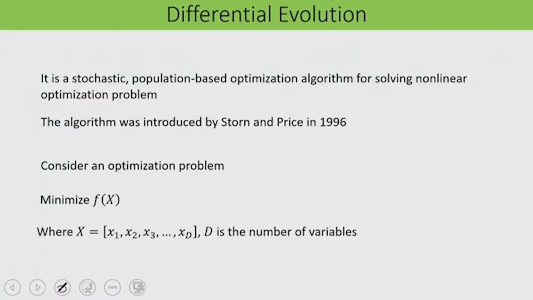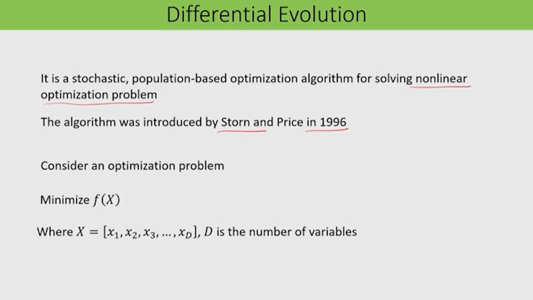Welcome back, students. Today we will discuss another algorithm, that is differential evolution. Differential evolution is a stochastic population based optimization algorithm for solving nonlinear optimization problems, just like the genetic algorithm or the particle swarm optimization method. So, differential evolution is also a population based algorithm, and we generally use it for solving nonlinear optimization problems. This algorithm was introduced by Storn and Price in 1996.